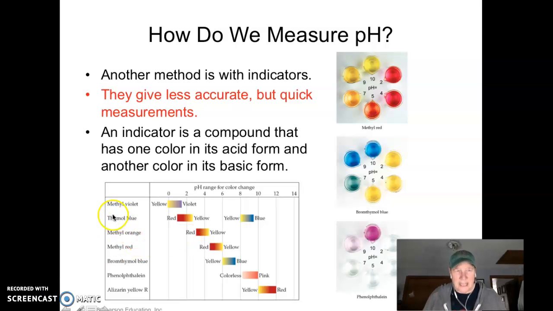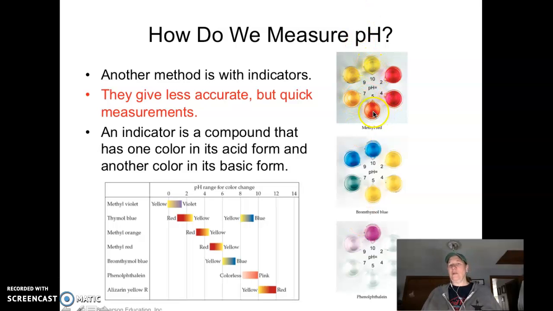But here are some of the indicators: methyl violet, thymol blue, methyl orange, methyl red, bromothymol blue, phenolphthalein. Some of these, like phenolphthalein, just turn pink in a base. It won't tell you if it's a strong base or a weak base. It'll just say it's a base. Some of them, like bromothymol blue, are green when neutral, yellow in an acid, and blue in a base. So at least it gives you the whole picture. Phenolphthalein is clear in an acid or neutral, so you don't know which. It's lightly pink and dark pink, but again, it's just a base.